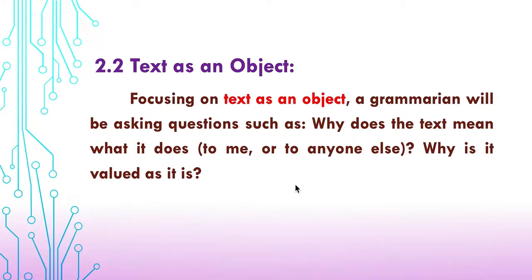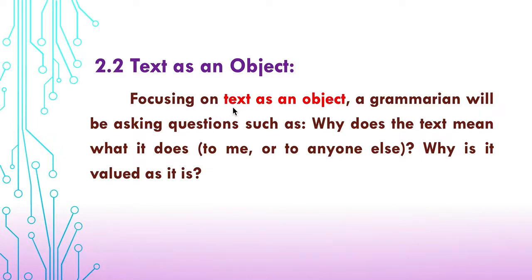Look, as I told you, what is text as an object? Already we have understood what is text and it has some points. Now we are going to talk about text as an object. Let me read. Focusing on text as an object, a grammarian will be asking questions such as, why does the text mean what it does to me or to anyone else? Why is it valued as it is? Look, text as an object means there is a text and the text in front of your eyes works as an object. Now, as an object, the first question that should come to your mind is, why does the text mean what it does?